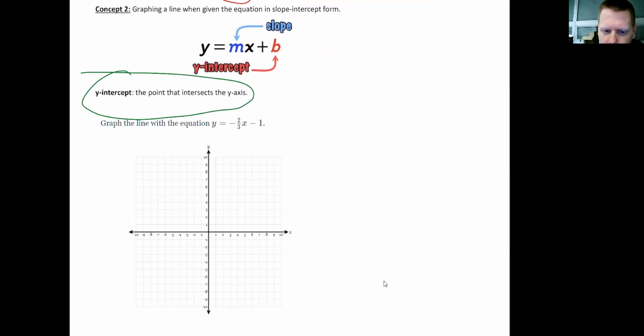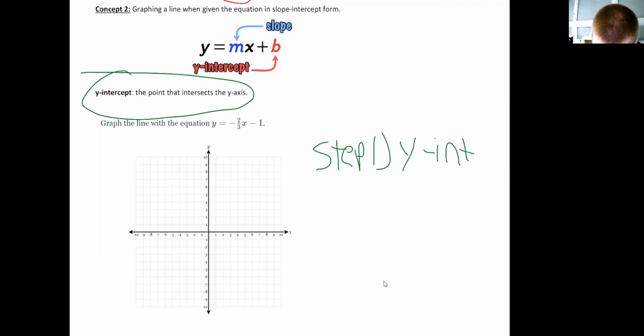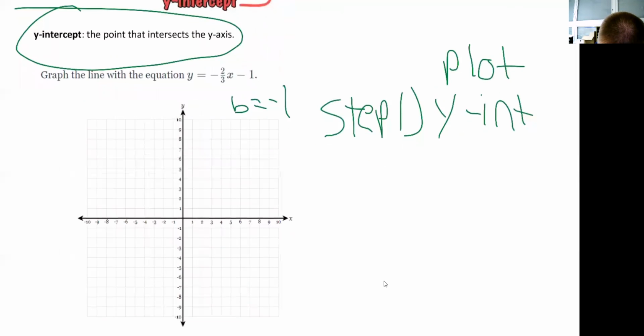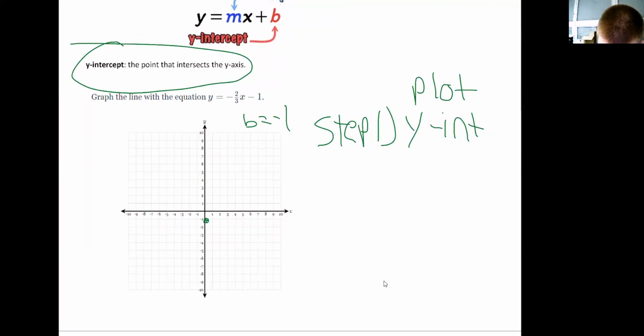So when you're graphing a line, we have an example, y equals -2/3 x minus 1. The first step when you graph these lines, you always want to start with your y-intercept. So you always start with your graph. You want to plot your y-intercept. Since our y-intercept is -1 in this problem, you start down. You're going to put your first point down at -1.